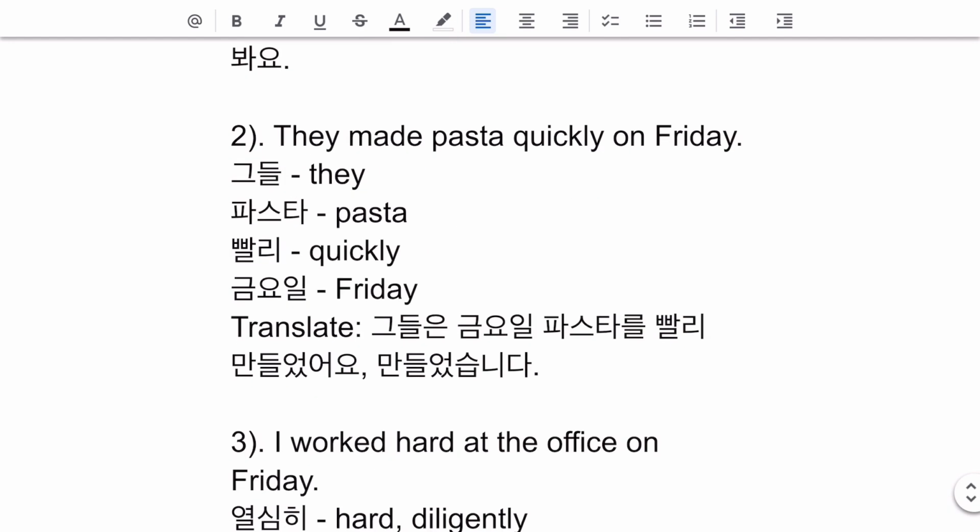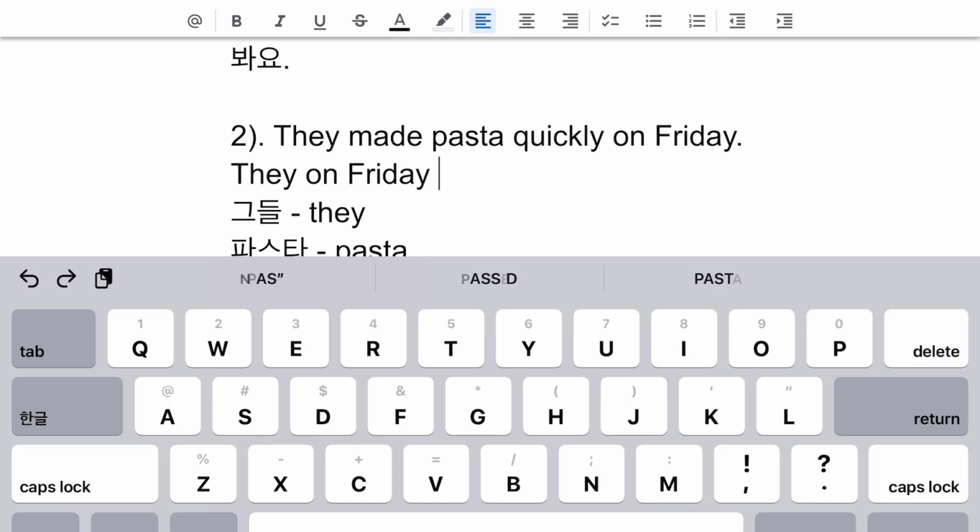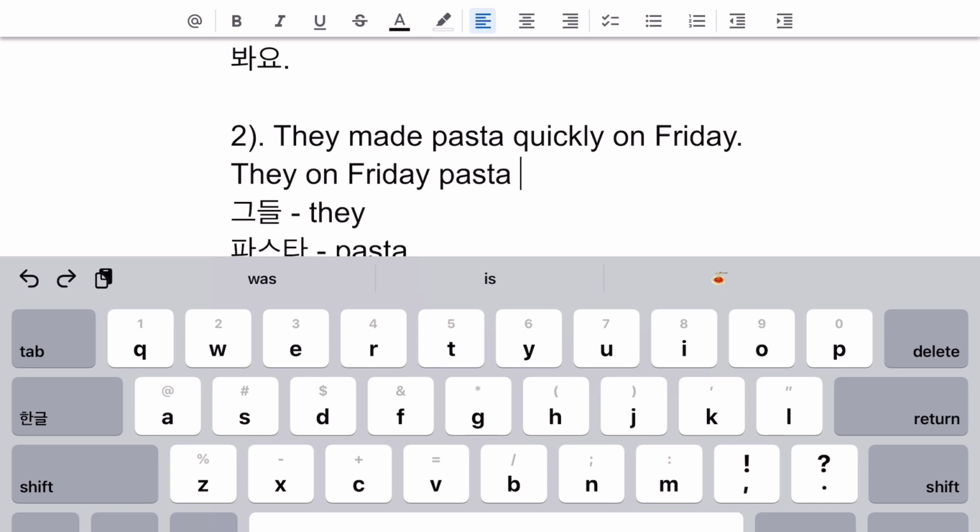Next one. They made pasta quickly on Friday. So what's our order? Topic always the first. Who? Okay, when? We know on Friday. Where? We don't have that in this sentence, so we skip over that. Okay. What did they make quickly on Friday? They made pasta. So that's our what. And then how did they make pasta on Friday? They made it quickly. And then made. But this sentence is past tense.